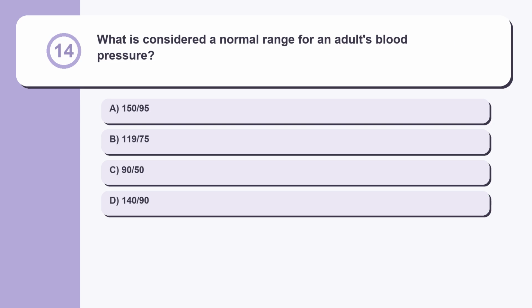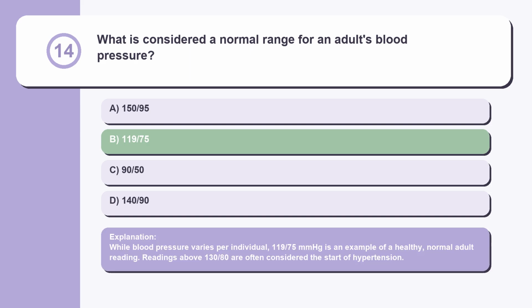Question 14. What is considered a normal range for an adult's blood pressure? 150/95, 119/75, 90/50, 140/90. While blood pressure varies per individual, 119/75 mmHg is an example of a healthy, normal adult reading. Readings above 130/80 are often considered the start of hypertension.